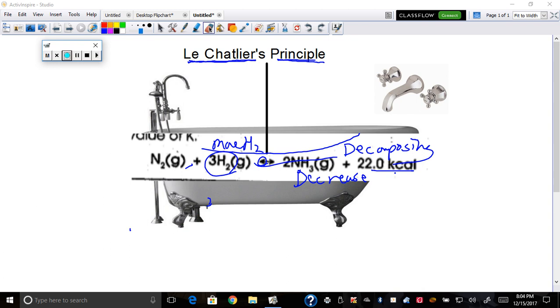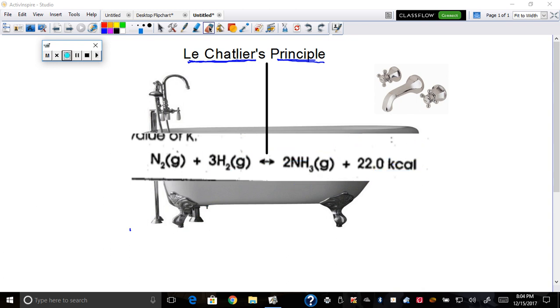Now, let's look at the other side. Same concept, people. Same concept. If you turn this faucet on, and let's say you're going to add some more NH3 right there. You're going to add some more NH3 into this tub. And guess what's going to happen? It's going to go that way. It's going to decompose faster. And you're actually going to end up with more N2 and more hydrogen.